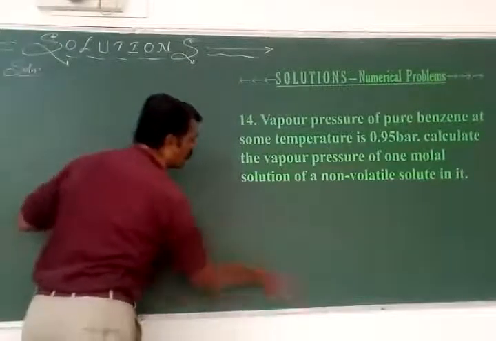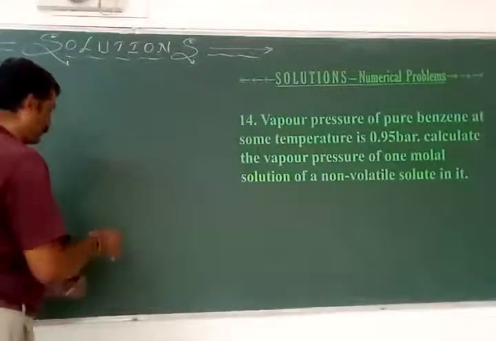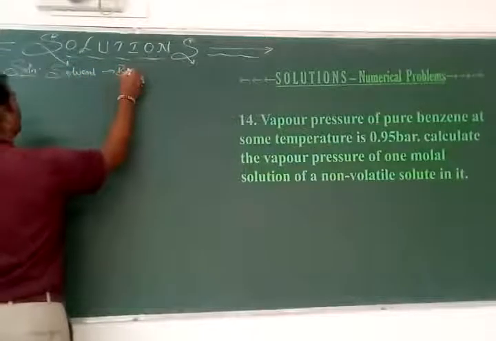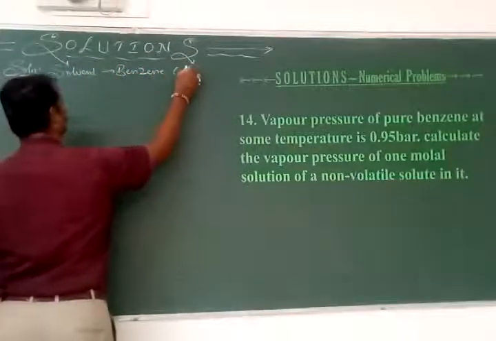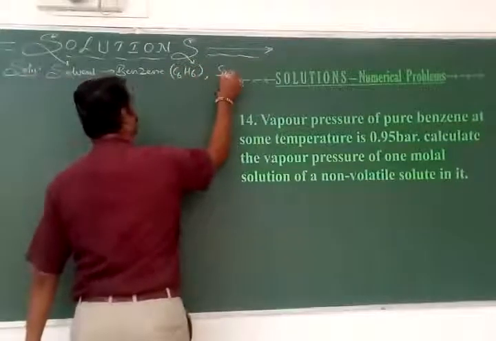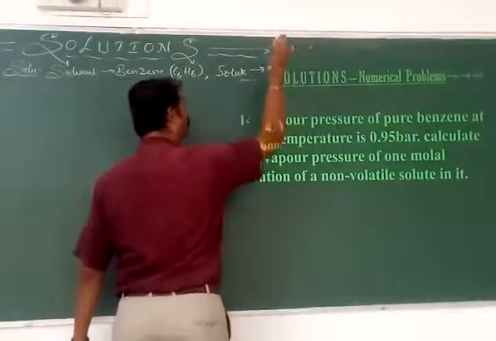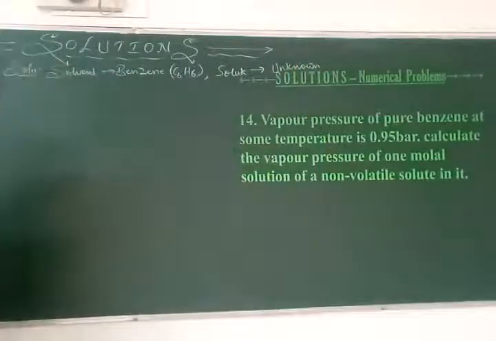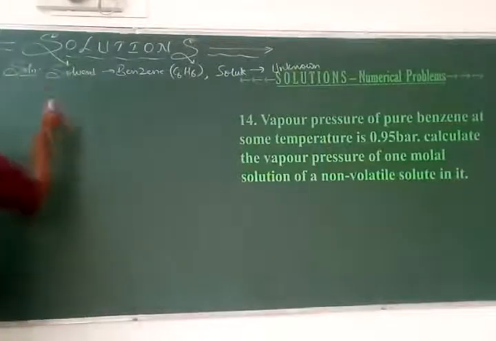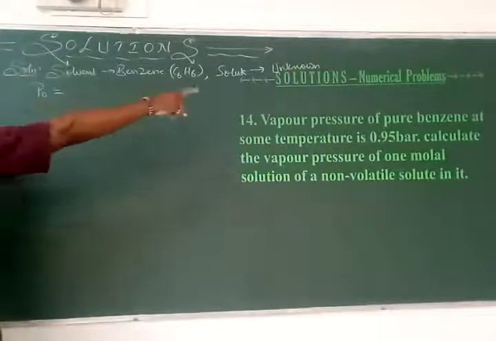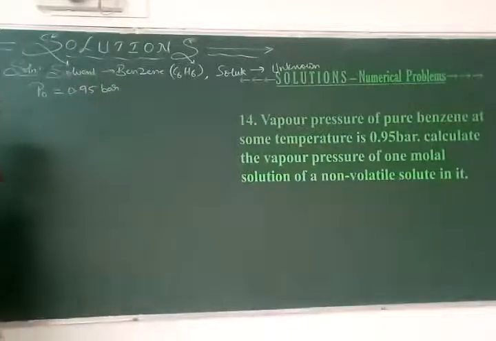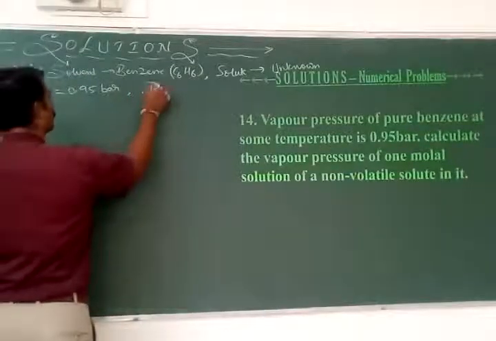Which is solvent and which is solute here? Solvent is benzene, I think. Benzene, having a formula C6H6. Solute is known or unknown? A non-volatile solute, therefore it is going to be unknown. The vapor pressure of pure benzene is solvent. Solvent means it is P naught. What is P naught? 0.95 in terms of bar. Calculate the vapor pressure of 1 molar solution. Vapor pressure of solution is P, we have to find out.